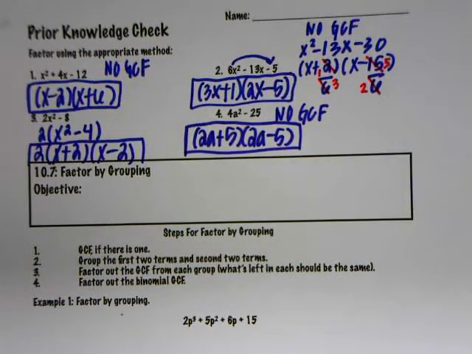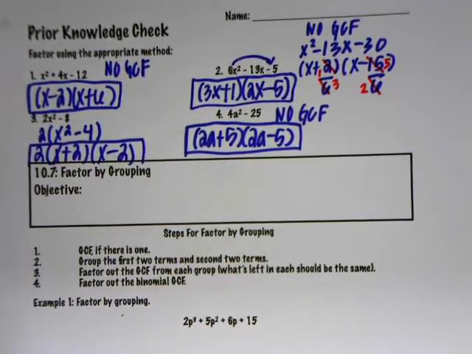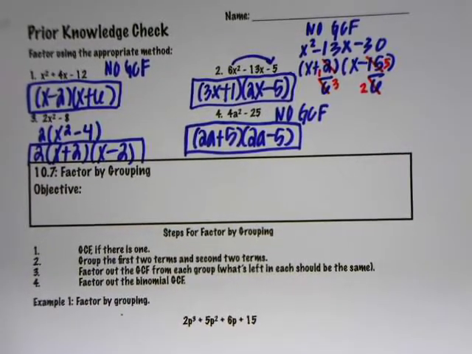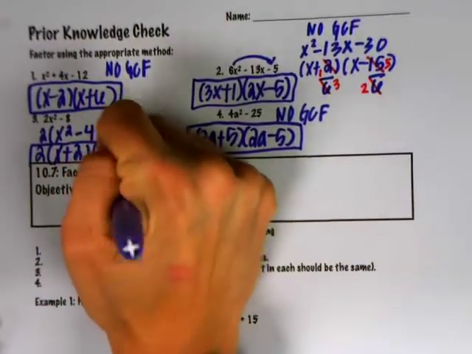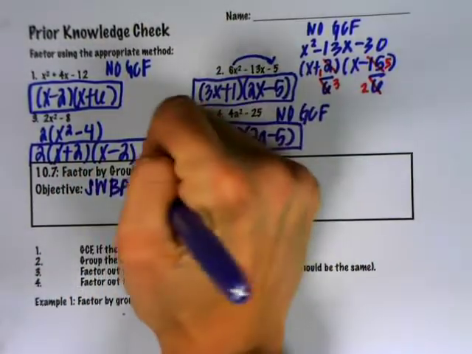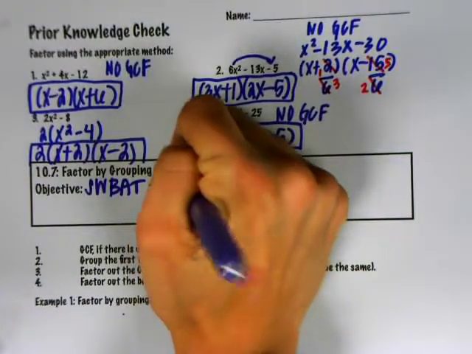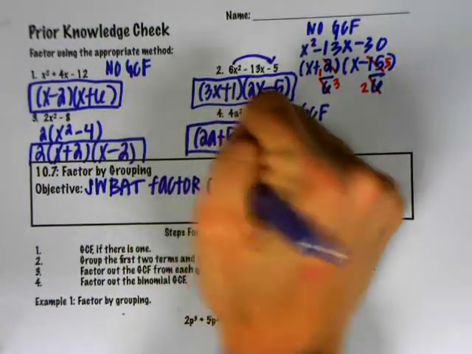Good? Okay, so there's only one more factoring method that we're going to add, which is what we're doing today. It's called factor by grouping. It's how we factor something with 4 terms. So your objective is: students will be able to factor cubic polynomials.